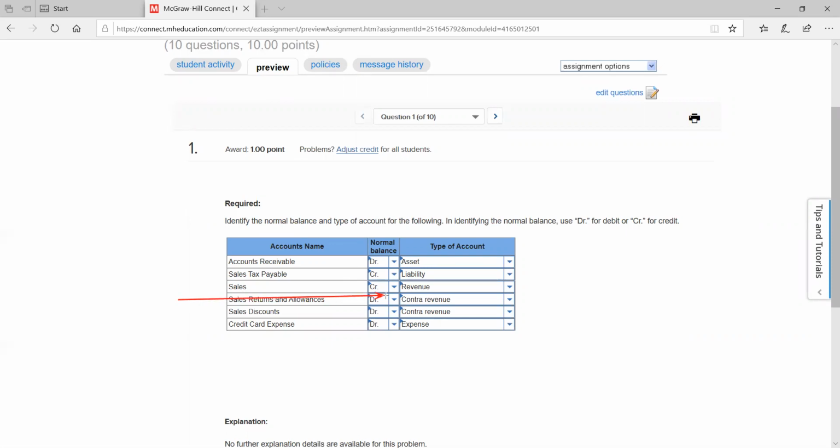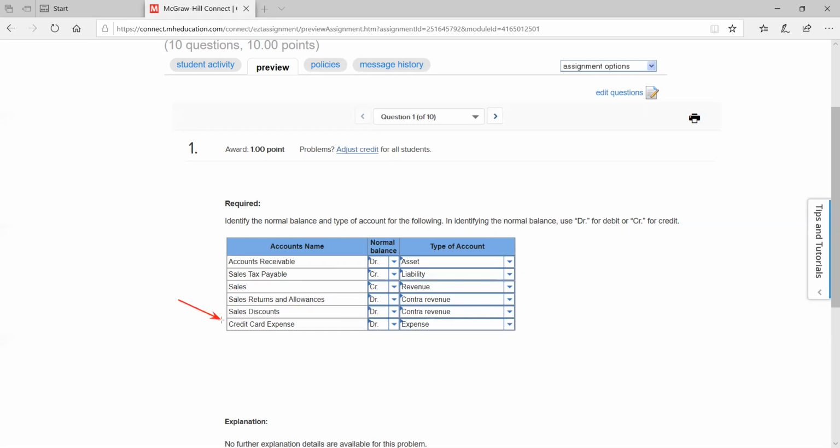You're going to find that they call that a contra revenue. I forgot to mention over here at the side, you also have to list the type of account. What a contra revenue does is it essentially reduces your revenue account. So therefore, it has a debit balance. Then you've got sales discounts, which is just like sales returns and allowances. It's a contra revenue account. It's got a debit balance because it's going to reduce your total revenue.